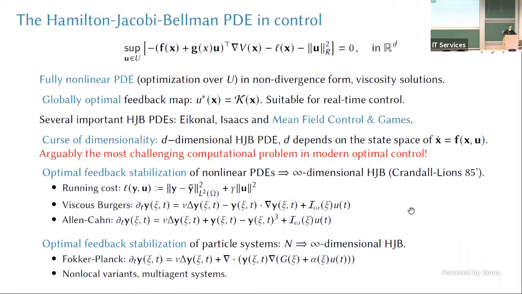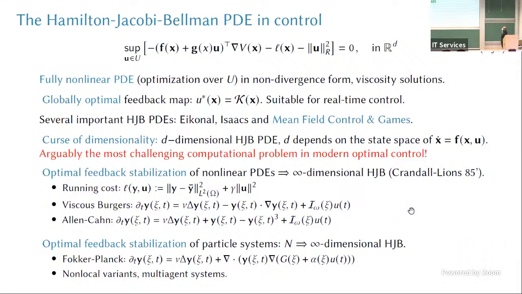But it's a fully nonlinear PDE in non-divergence form, viscosity solutions, and so on. Of course, you get a global optimal feedback map. So that's the ultimate answer from a nonlinear control viewpoint. And nowadays, of course, Hamilton-Jacobi equations arise everywhere, like Eikonal equations, Isaacs equation, mean field games, and mean field control, as we saw yesterday.